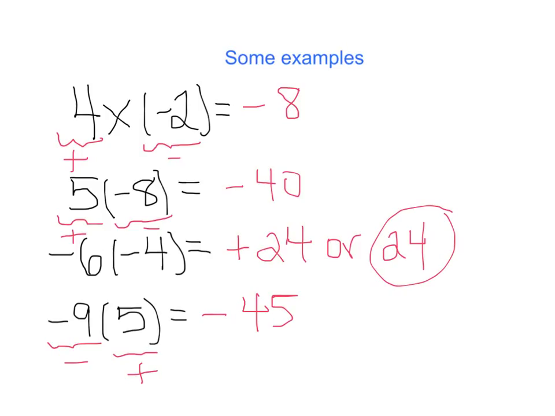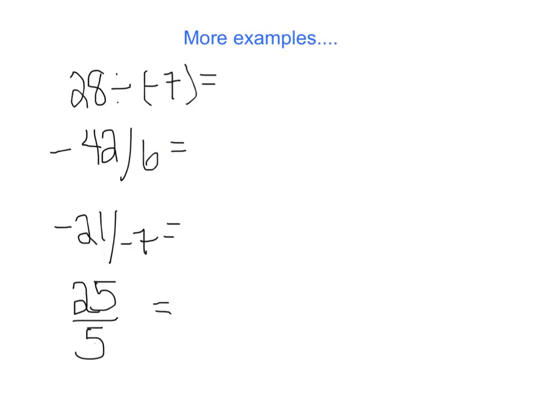And let's see some examples now with division. I have to follow the same kind of rules. So I have 28 divided by negative 7. I have a positive number, the 28 is positive, divided by negative 7. So a positive divided by a negative will give me a negative result, and 28 divided by 7 is 4.